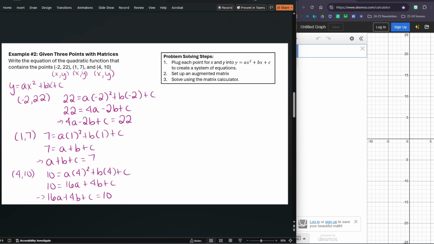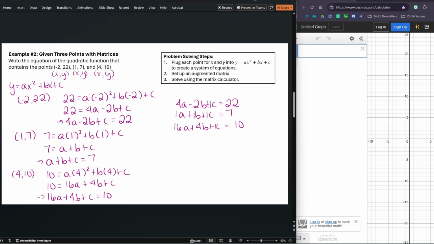So you can see that I have a system of equations. So I have 4a minus 2b plus c equals 22. Okay, and then I have a plus b plus c equals 7. And then I have 16a plus 4b plus c equals 10. So I hope you can see now I have a 3 by 3 system of equations. And actually, I can solve this now using matrices and Desmos, right? I just need to add in my coefficients of 1.